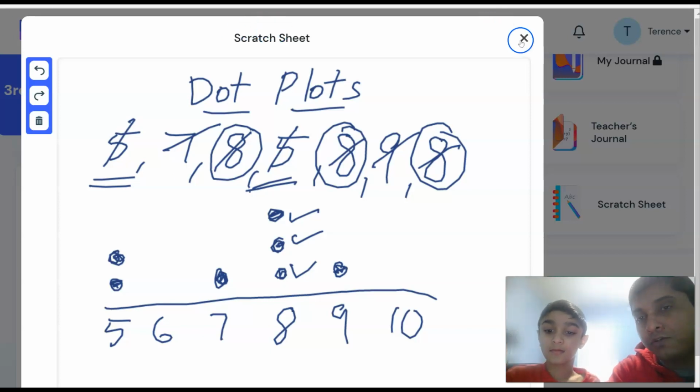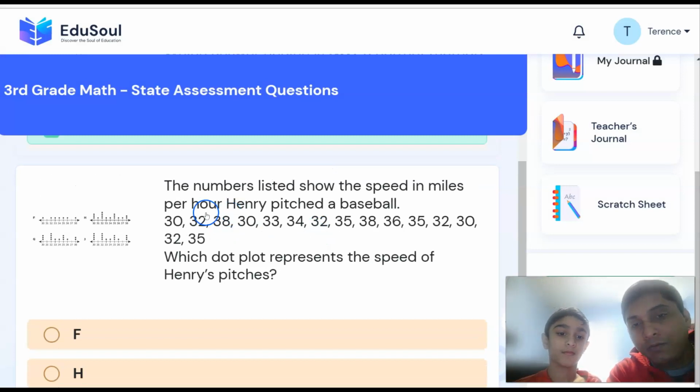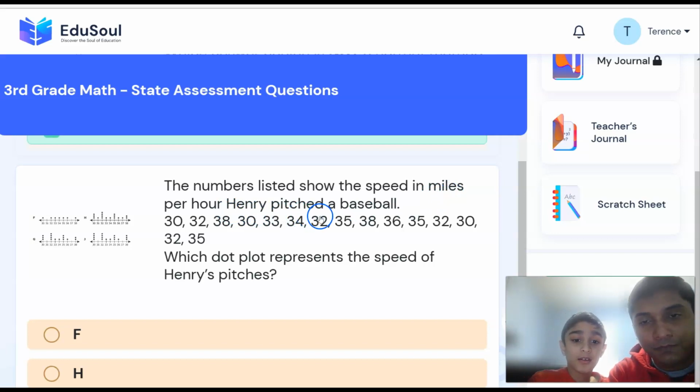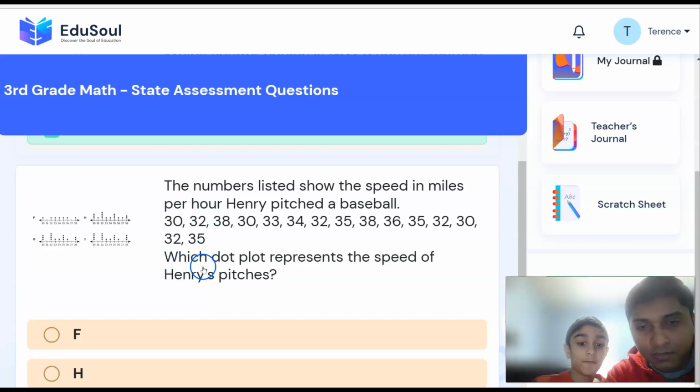Now let's look at that question one more time over here. So can you read it one more time? The numbers listed showed the speed in miles per hour Henry pitched a baseball. Okay, now baseball, there are different speeds. He pitched 30 miles per hour, 32 miles per hour. Okay, it goes on. Which dot plot represents the speed of Henry's pitches?